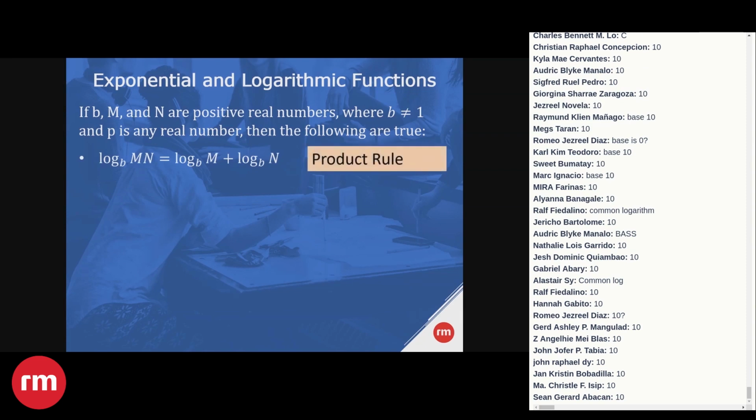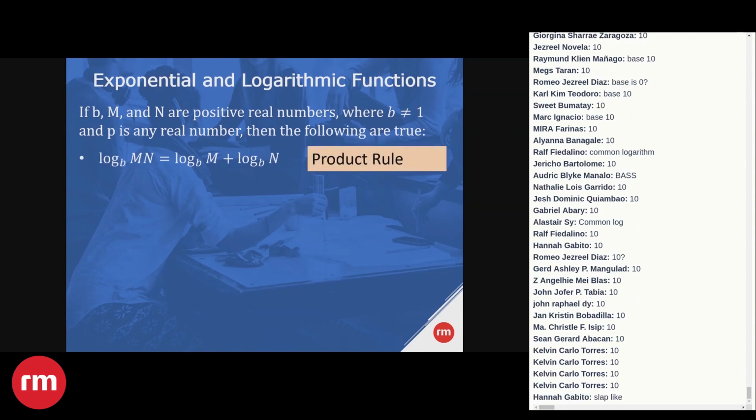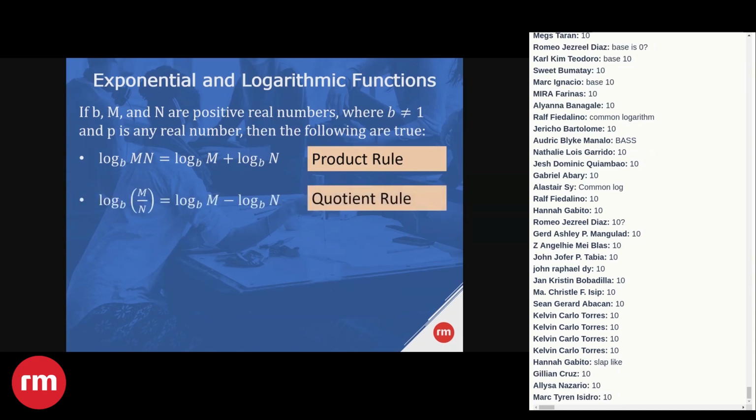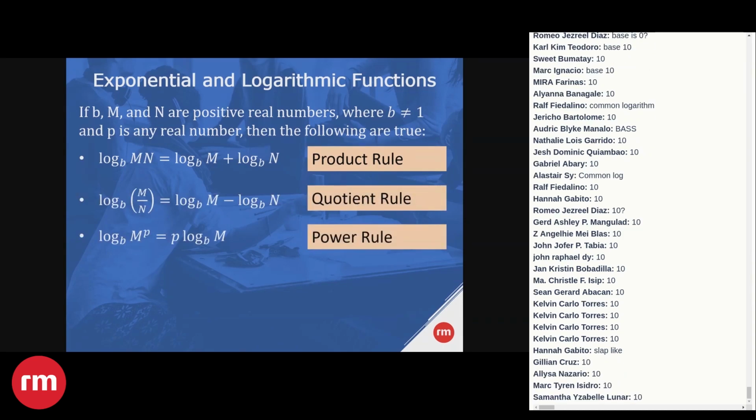Okay, now let's have some operations on logarithmic terms. So you have the product rule, the quotient rule, and the power rule. For the product rule, ang isasabi lang nito that if you have a logarithm of a product, it is not the product of the individual logarithms, but rather it is the sum of the individual logarithms. Okay? Then if you have the logarithm of a quotient, it will be the difference of the individual logarithms. And the power rule tells you that if p is the exponent of the argument m, you can bring down p as the coefficient of the logarithmic term.